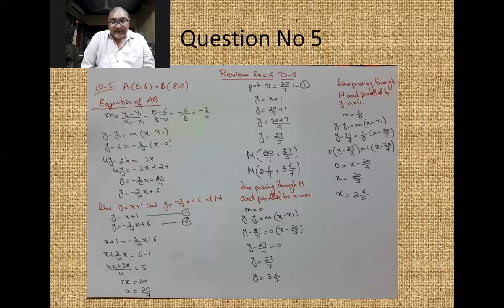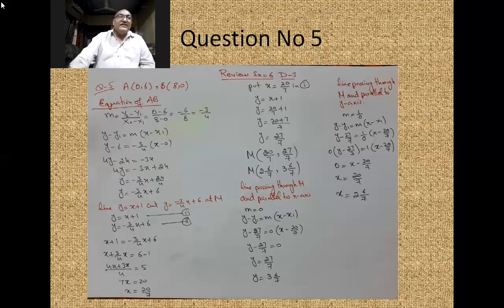Then he says, given that the line y equals x plus 1 cuts the line AB at the point M. So we have another line y equals x plus 1 that cuts the line y equals minus 3 by 4x plus 6 at the point M. And we want to find out the coordinates of this point M, the point of intersection of these two lines. And you know, when the equations of two lines are given, and you want to find out the coordinates of the point of intersection of these two lines, you solve them simultaneously.